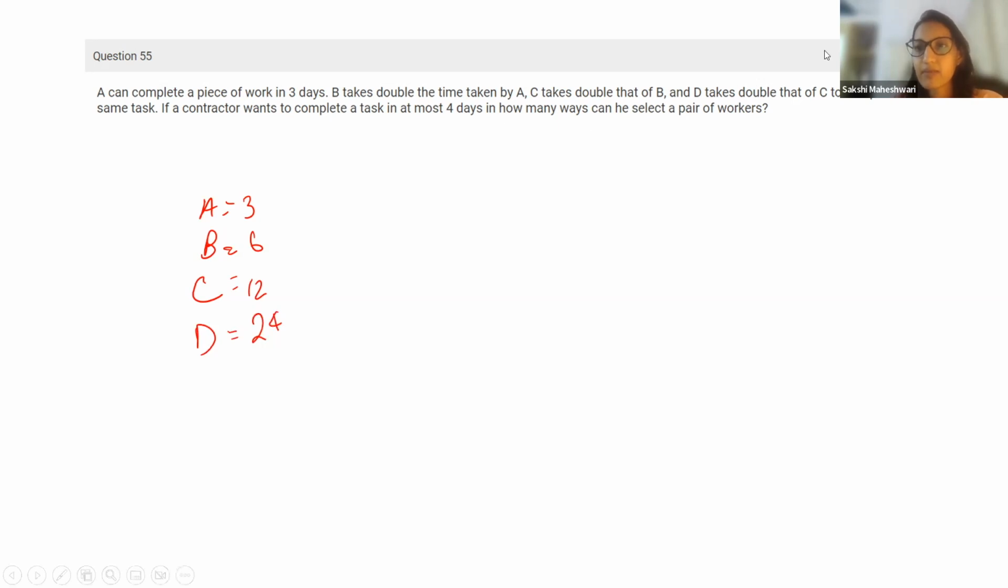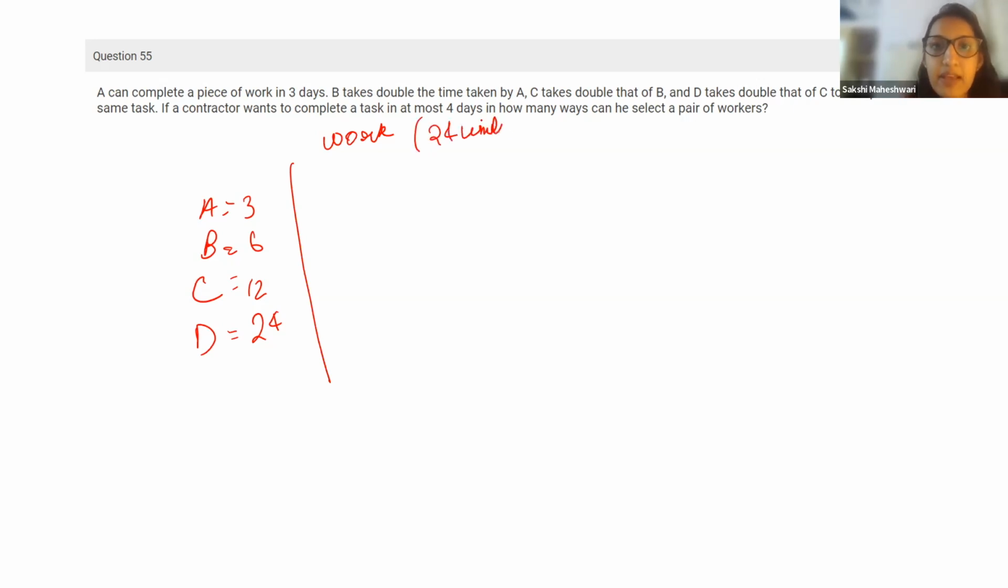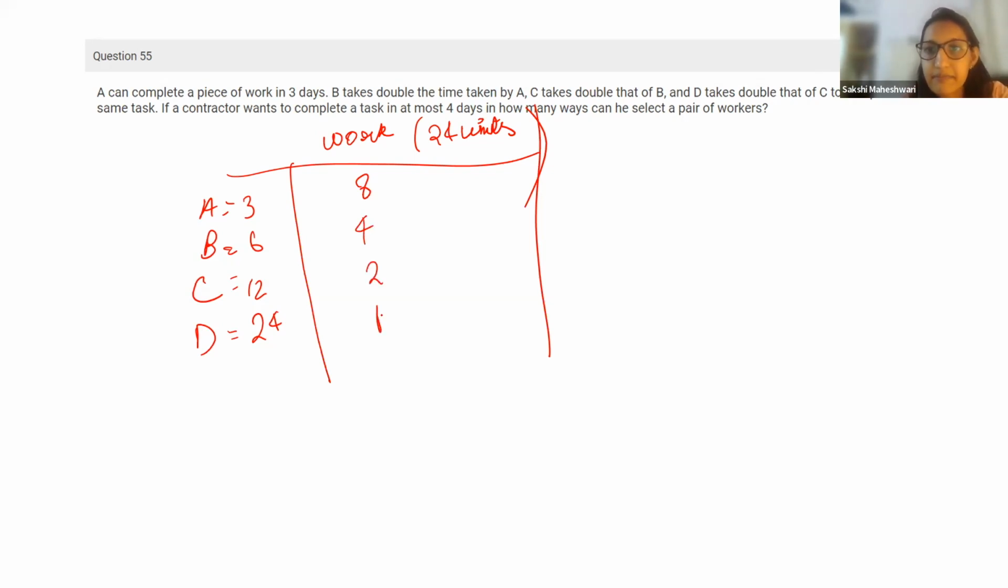Easy. Now what is mentioned: a contractor wants to complete a task in at most 4 days. I'll tell you a trick for this kind of question. Don't try to solve by fractions. See what is the LCM of all this? LCM is 24, right? So assume that there are a total of 24 units of work. That means in a day, A completes 8 units, so that it is able to complete 24 units in 3 days. B completes 4 units, C 2 and D 1. Right? So what is the next step?